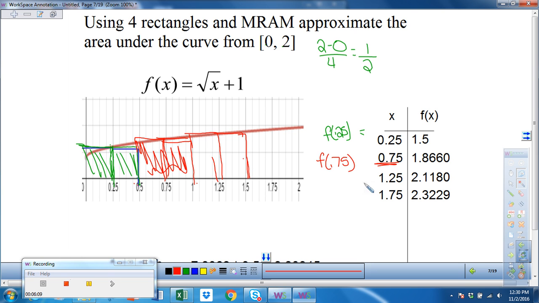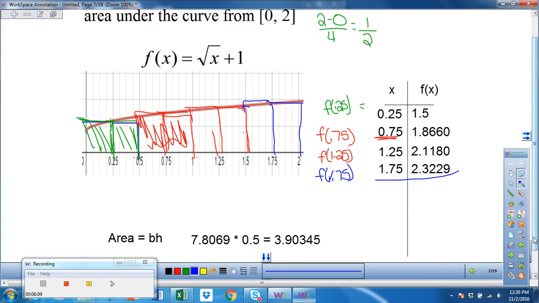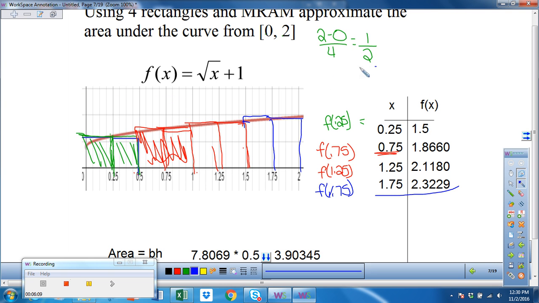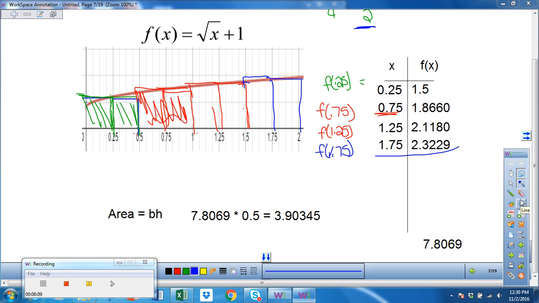Okay, so then the next one would be 1.75. Oh, that one was decent. And so I would evaluate 1.75. Now, again, I evaluate this, and I add all of these up. But this time, I'm going to multiply by 0.5 because 0.5 was still the width of my rectangle. So my rectangle went from 0 to 0.5, so my width is still 0.5. So I multiply everything by 0.5 to get an answer.